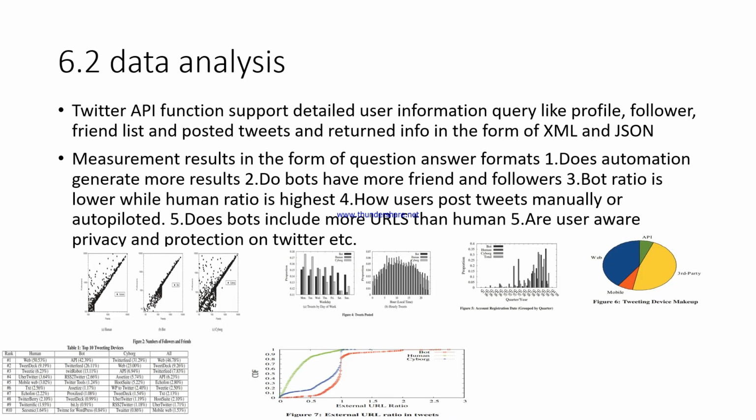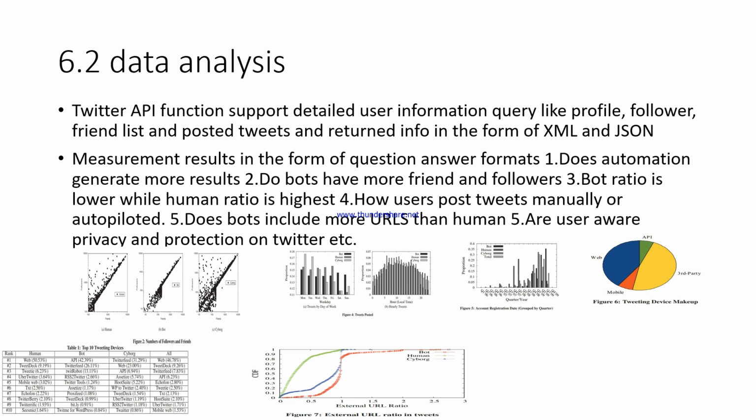So for data analysis, we use Twitter API functions that support information queries like profile, follower and friend lists, and posted tweets, and return the information in the form of XML and JSON. We measure the results in terms of question answers. First question: does automation generate more results? That's true, because automation is used by bots. And do bots have more friends and followers?